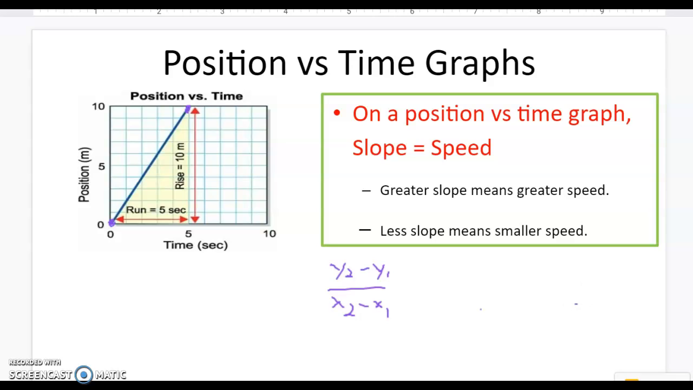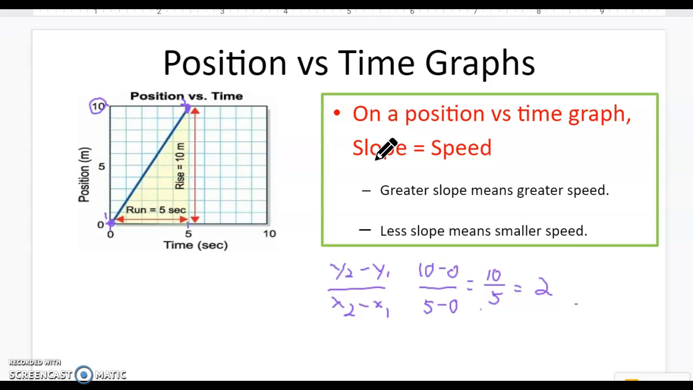So we would say y2 is, we go to the second point and we follow it to the y-axis, and it's 10, minus y1, go to the first point on the y-axis, 0, over x2, from the second point down to the x-axis, is 5, minus the first point on the x-axis, which is 0. We get 10 over 5, which equals 2.